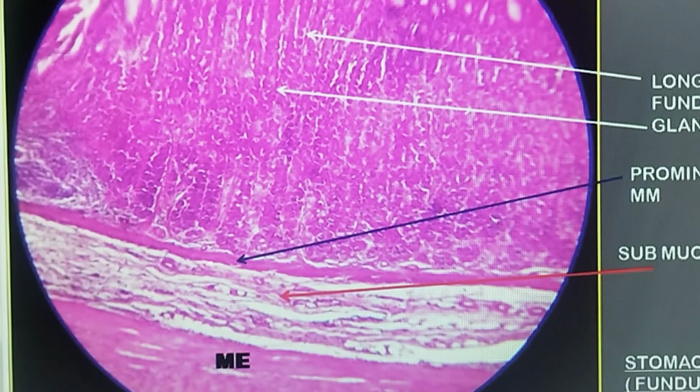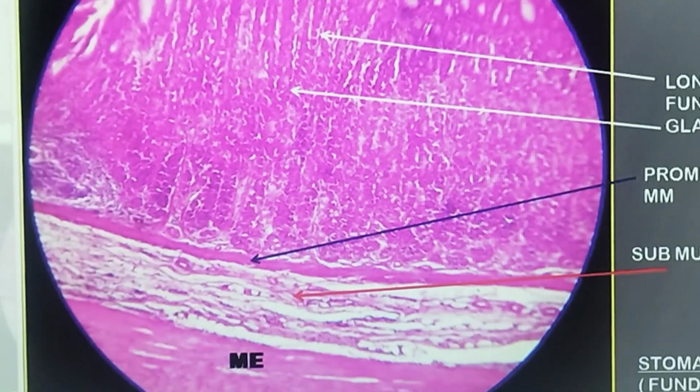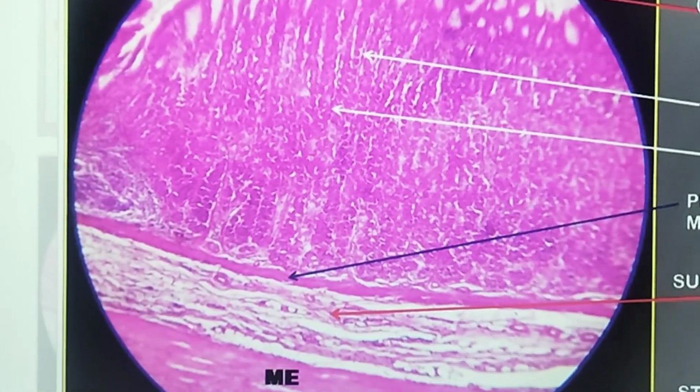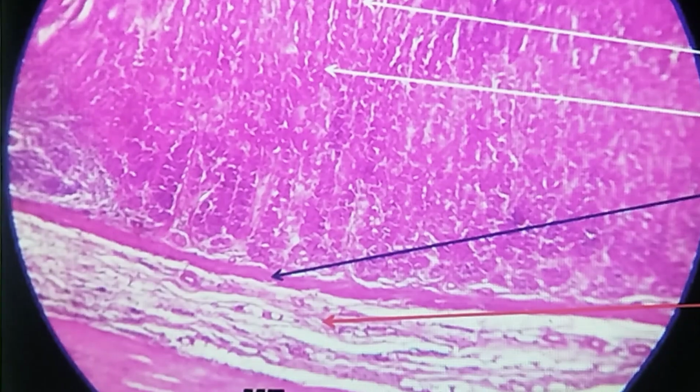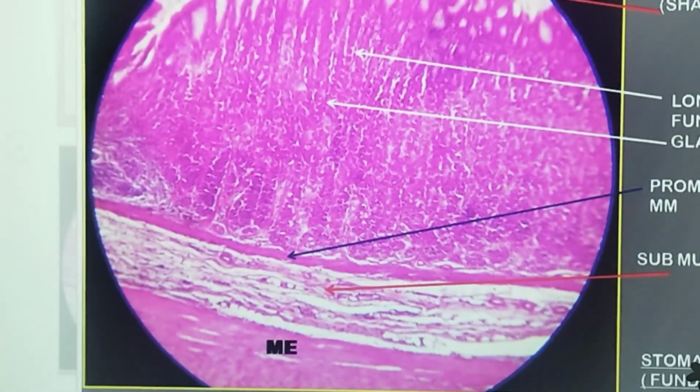Then you have the submucosa, and then you have the muscularis externa. Remember, in the stomach, in the muscularis externa, there are three layers. The innermost layer is the oblique layer, the middle one is the circular layer, and the outermost layer is the longitudinal layer. As you can see here, you can see only a part of the muscularis externa, and serosa is completely not visible. This is the field of focus which helps you to identify this slide as stomach. So stomach has got four layers: mucosa, submucosa, muscularis externa, and serosa. And I told you the important identification points.